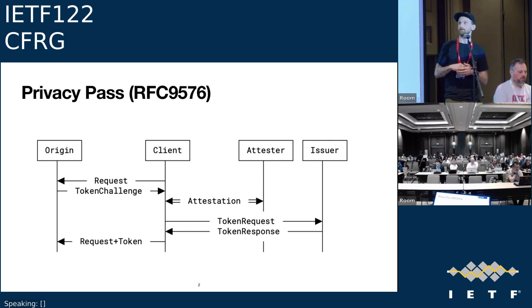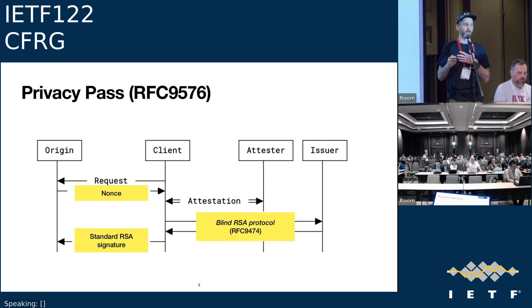The way it works is the client sends a request to an origin, a server, and the server can say, hey, please give me a token to authenticate yourself anonymously. The client will then run this protocol on the side between two parties, an attester and an issuer, to get a token, and then it will reattempt its request, providing the token to authenticate itself.